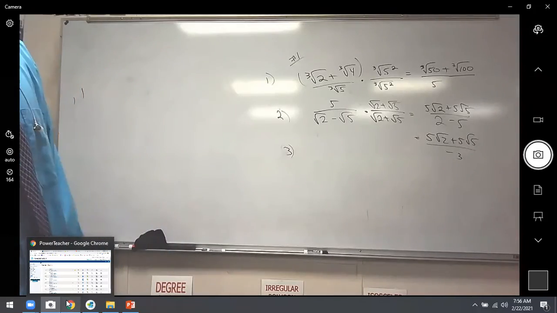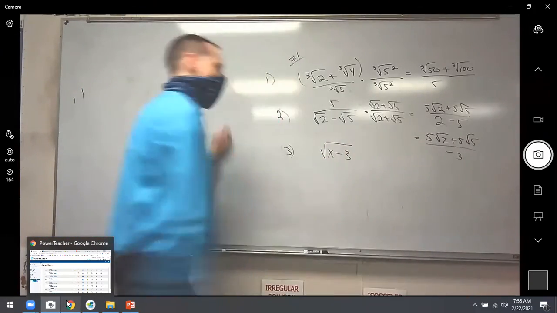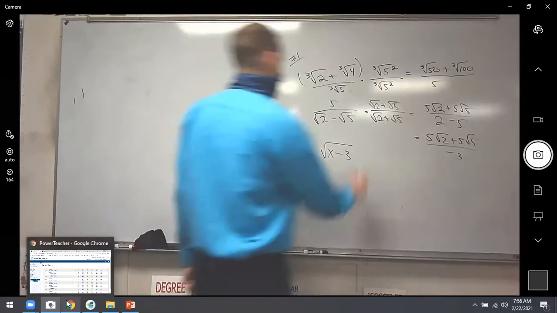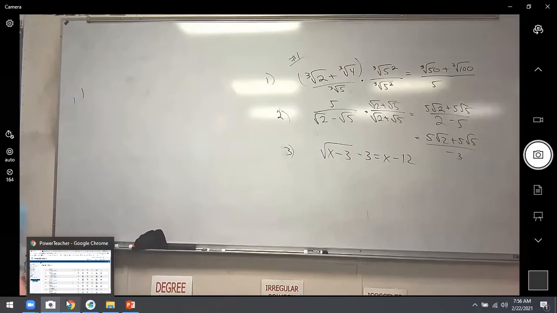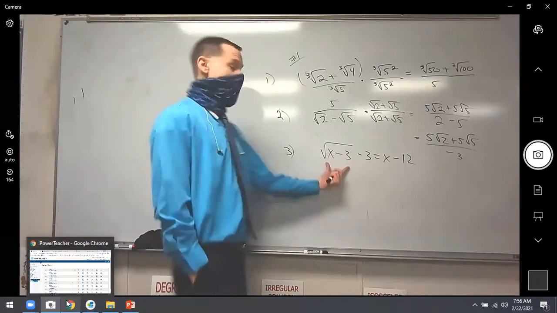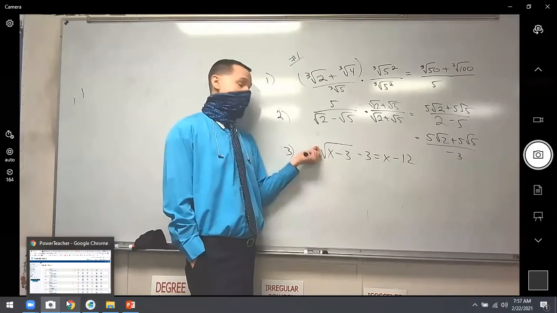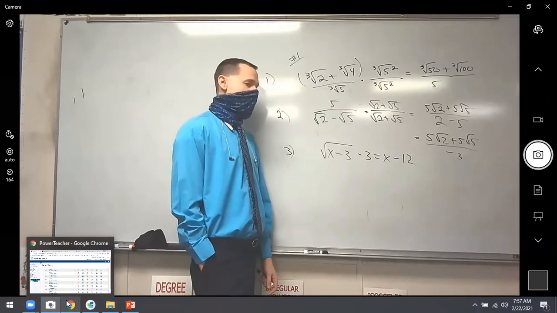Lastly, number 3. Okay, these are always fun. This is the one other skill we need to talk about today, which is solving root equations. So here's my root equation. You got yourself square root of x minus 3, and then outside that's minus 3, and then x minus 12 on the other side. Your job, your strategy is always the same. Get the root by itself completely, and then undo it with whatever power is necessary. This is a square root, so in this case, we'll square both sides. But get the root by itself first.